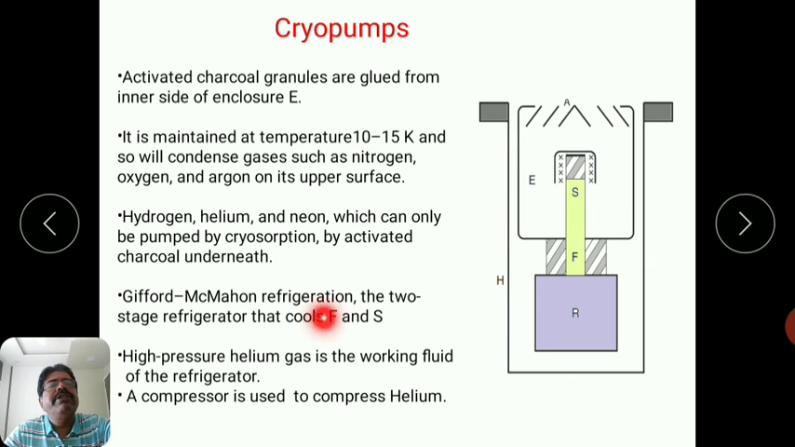The Gifford-McMahon refrigerator, the two-stage refrigerator, will cool S and F respectively to the temperatures I have mentioned here: between 60 to 80 degrees Kelvin, and 10 to 15 degrees Kelvin. The high pressure helium gas is the working fluid of the refrigerator, and a compressor is also used to compress the helium gas. All these external pumping mechanisms for helium gas are not shown in this particular diagram.